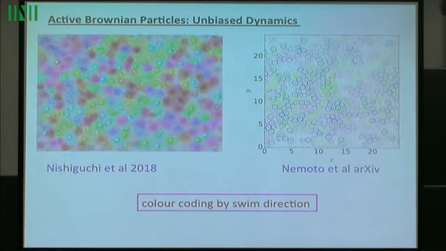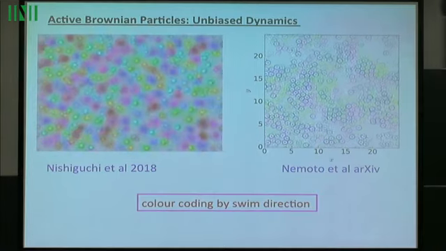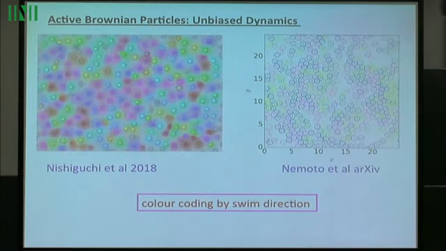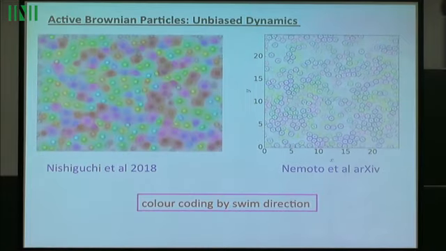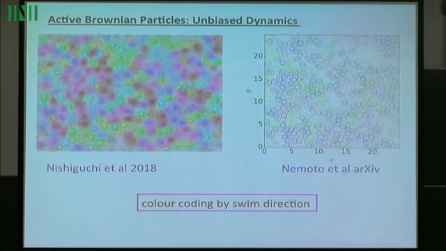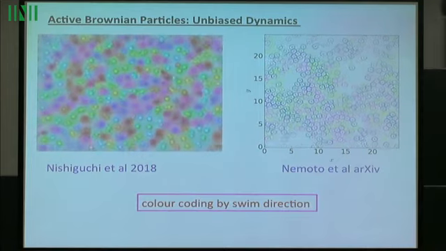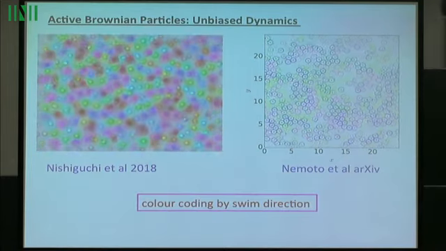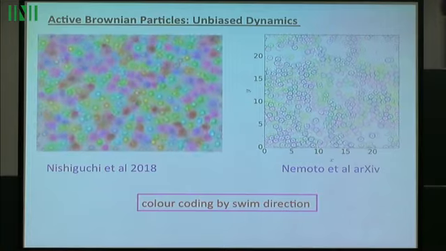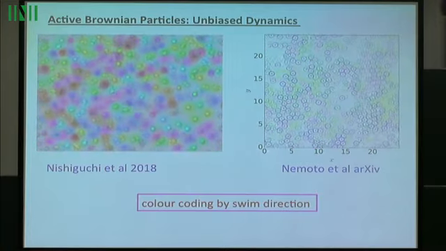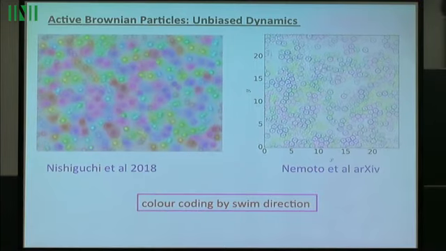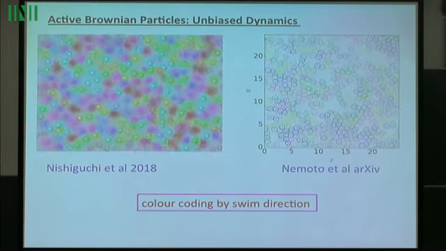So on the left, this is the unbiased dynamics first. The left is a particular experimental system different from the one I showed earlier. The only reason for showing this is that the color coding is telling you the direction of motion, and on the right is unbiased dynamics with active Brownian particles coded roughly the same way. That's what we're used to seeing in these systems.